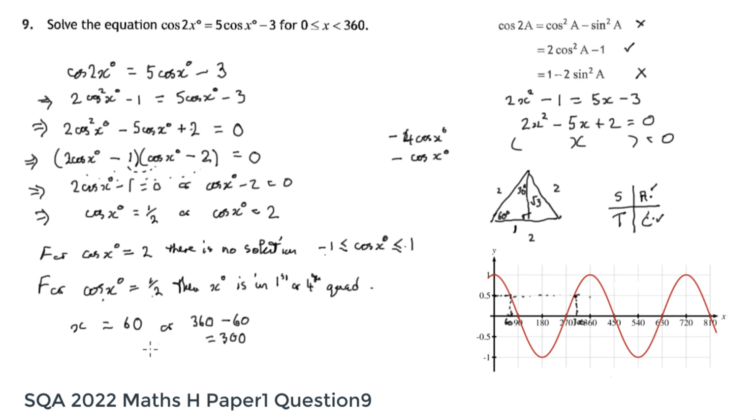So solve that equation. We're okay, we're within the range 0 up to 360. So solutions are 60 and 300. Two of them, first and fourth quadrant angles.